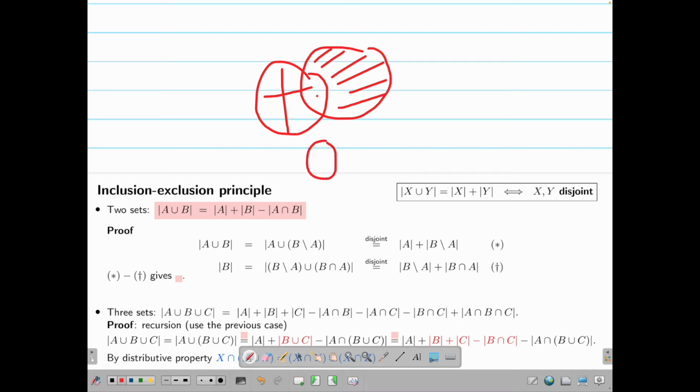So it will be A plus B. But with this B, I also double count this part, right? So I need to subtract it back. And this double-counted part is exactly their intersection. So this is very trivial. But this is not our proof. So how do we prove it?